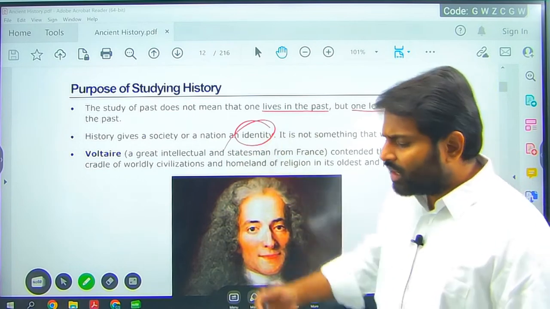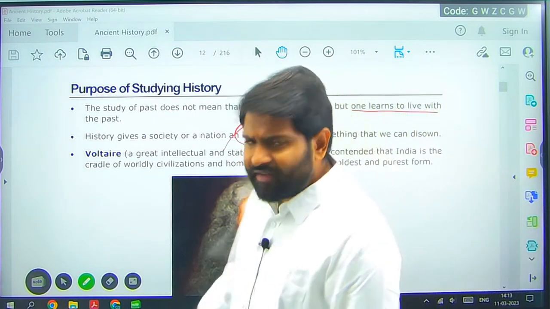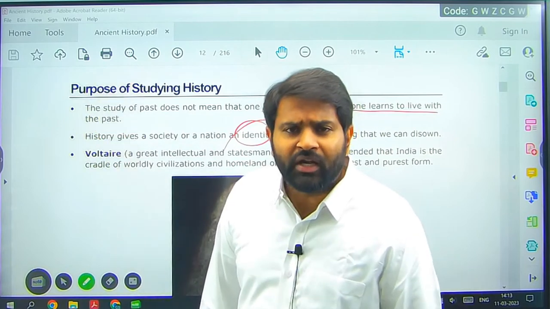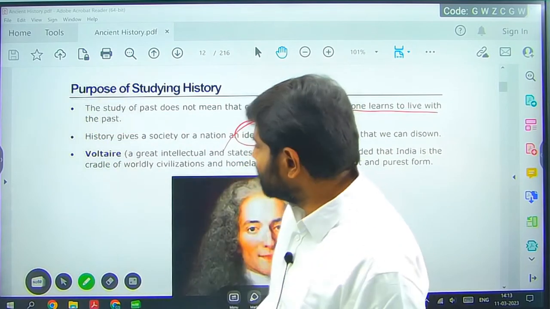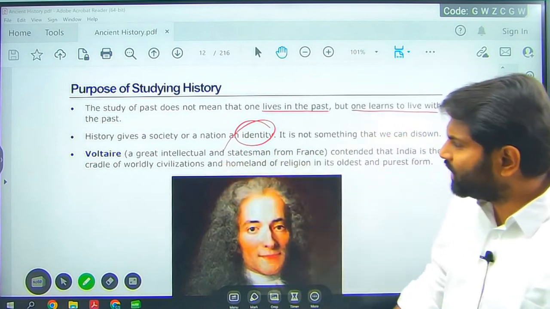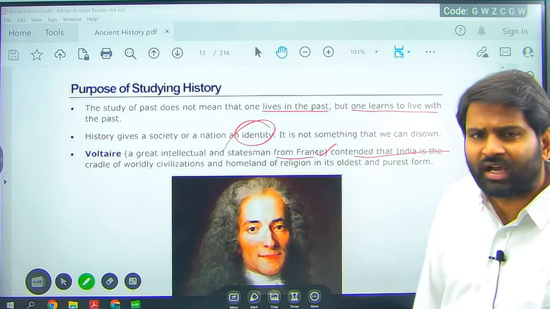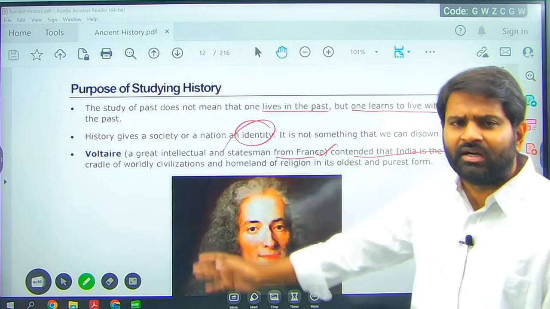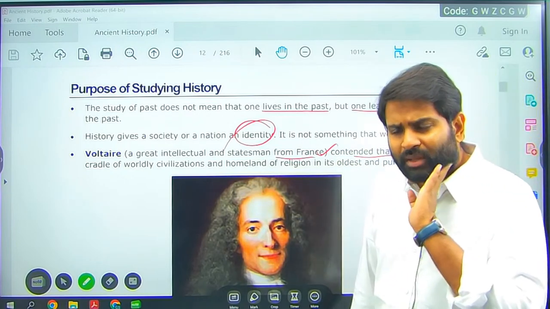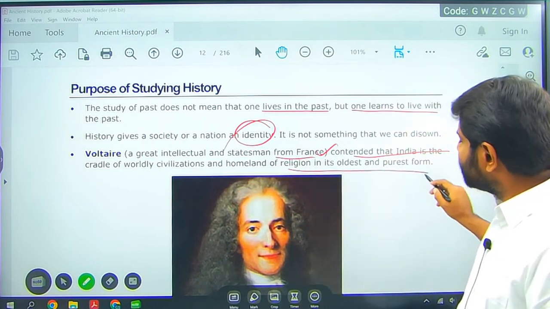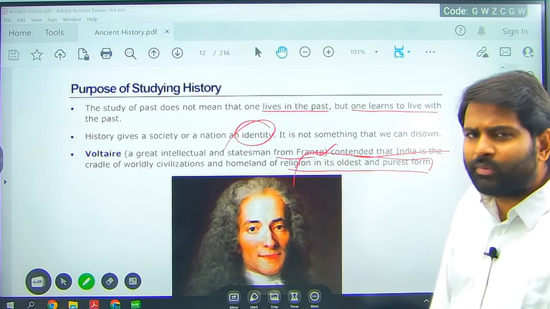If you say that we have the Vedic civilization, the Indus Valley Civilization dating back to 2500 BC, that is the identity you are deriving, right? Voltaire, a great intellectual and statesman from France, contended that India is the cradle of worldly civilization. This was an essay question also, sometime back in UPSC. Cradle of worldly civilization and homeland of religion, and in its oldest and purest form.